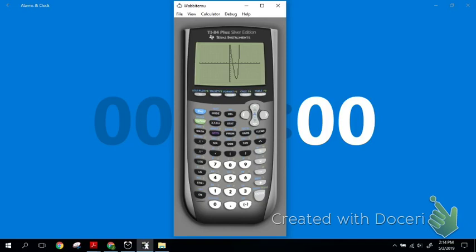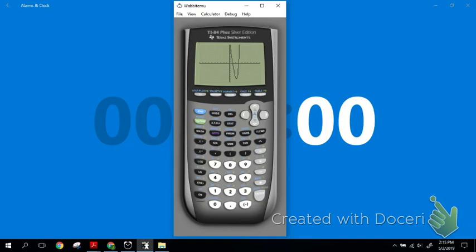Brody? How do I get rid of dimension mismatch or something? Hit zoom standard. That's what I still said. You get weird stuff on. Yeah, get rid of your plot one. There you go. Make sure all your plots are off.